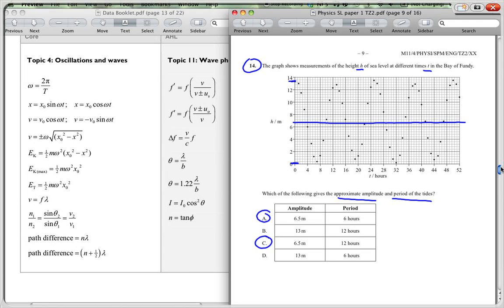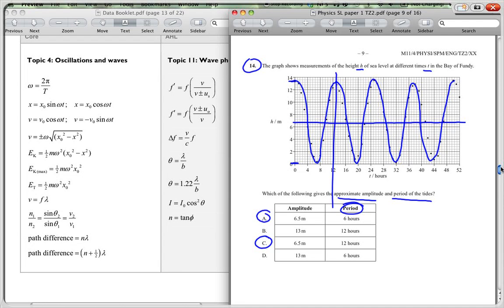But now we're looking at period. Now, period is the time for one complete oscillation. And here, if we draw this, we go down, we go up, and we go there. And now we're starting to repeat again. Another repetition, another repetition, another repetition. So it's 4 repetitions. This would be one period. So we're looking at about 12 hours. So it would be C, 6.5 in 12 hours. So we are looking at C being the correct answer for that.